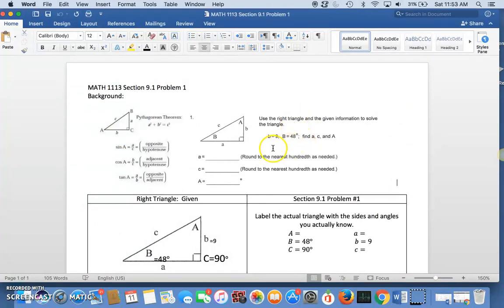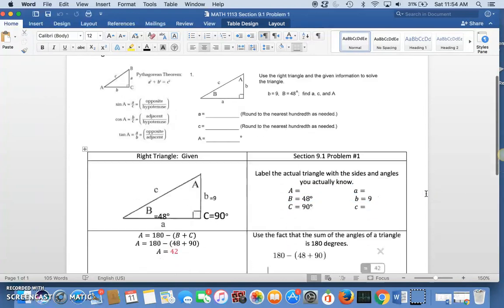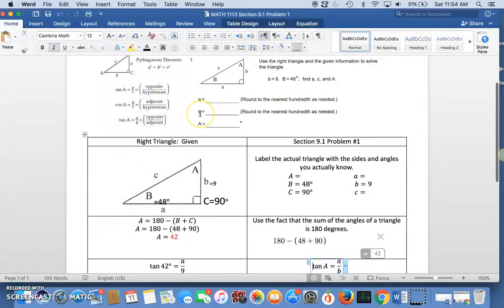In this triangle, you're given that side B is 9 and angle B is 48 degrees, and you find the three unknowns because you know that angle C here is 90 degrees. You always try to label the actual triangle if you possibly can. This is the information that you were given. When you finish, you should know all of that. And I've tried to label this triangle a little bit here.